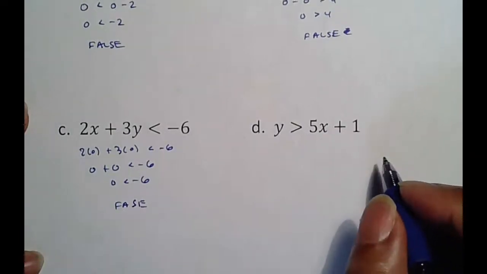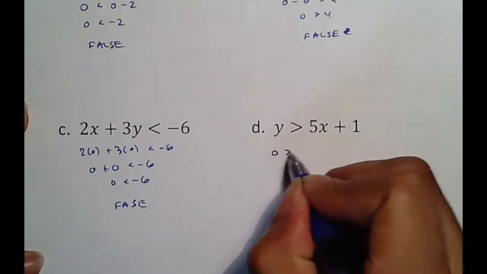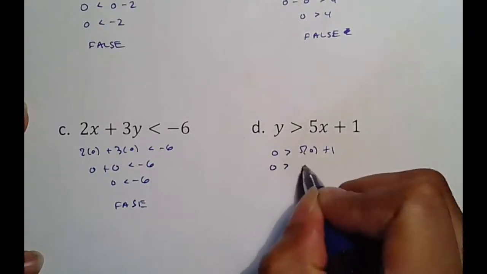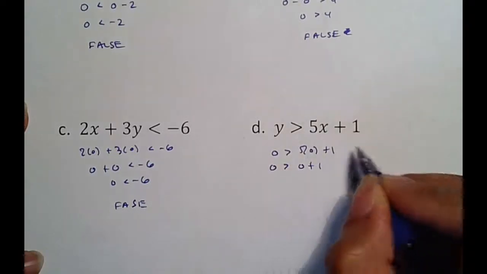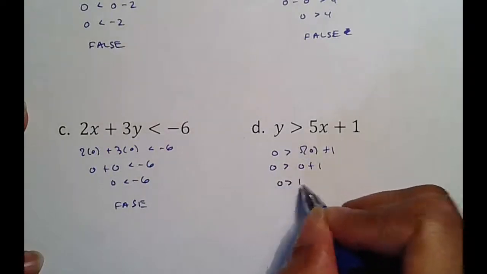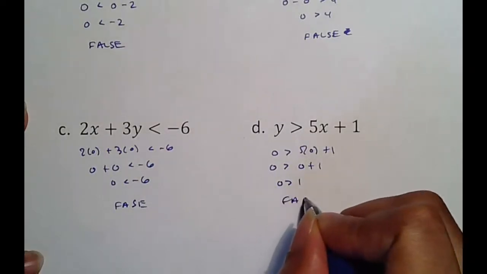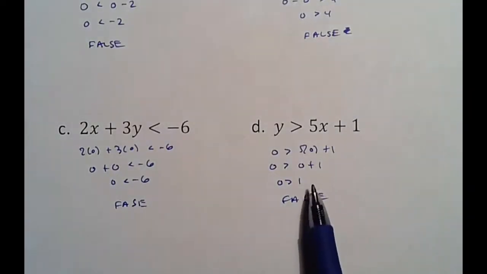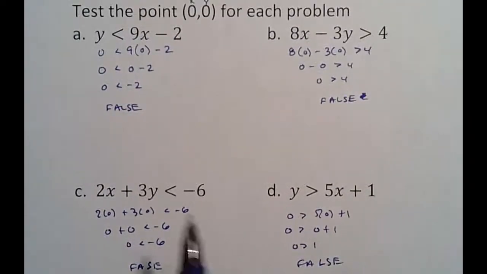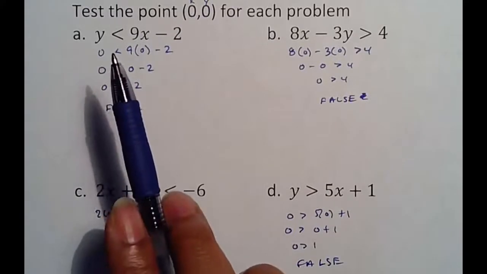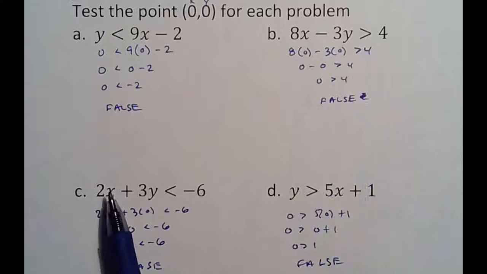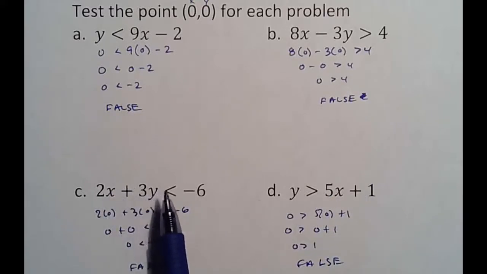And then the last one, 0 greater than 5 times 0 plus 1. 0 greater than 0 plus 1, because remember that turns into 0. 0 is greater than 1. That is also false. I did a terrible job of making up these parts, but again, the things I have are right, I believe. 0 is bigger than negative 2. 0 is smaller than 4. 0 is bigger than negative 6. Yeah, so all my answers are right.